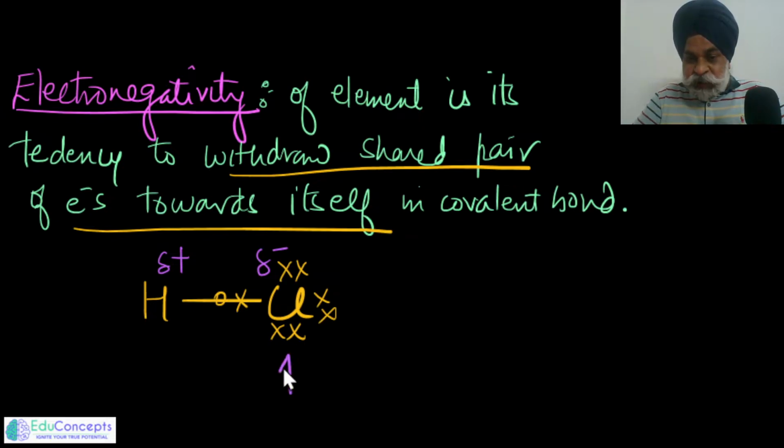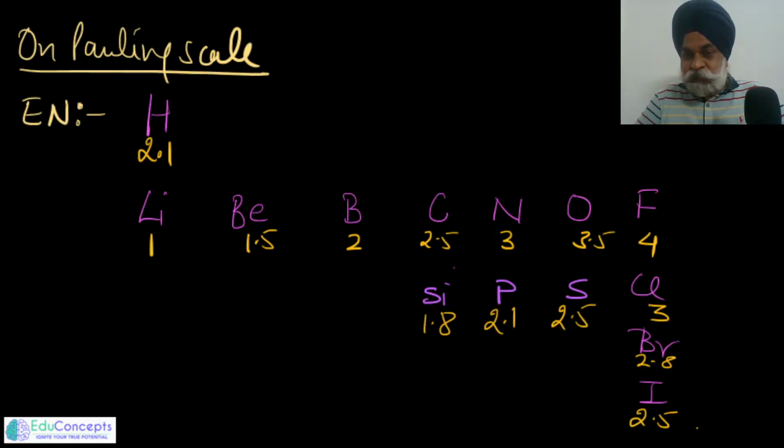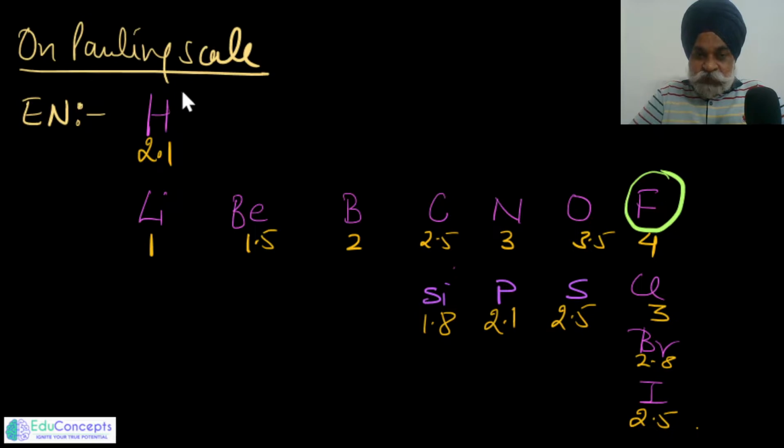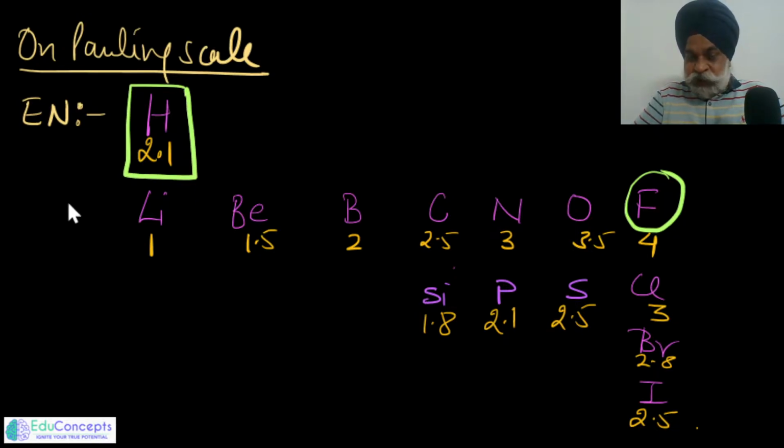So this tendency of chlorine to withdraw shared pair of electron towards itself would be said to be its electronegativity. Or the other way around, I can say electronegativity of chlorine is more than that of hydrogen, for which you need to remember on the Pauling scale the electronegativity values of different elements. We can see very categorically that fluorine is the most electronegative, for which the Pauling value is 4. Pauling scale is a scale on which the electronegativity is being found. Majorly we would be concentrating on hydrogen, for which it is 2.1.